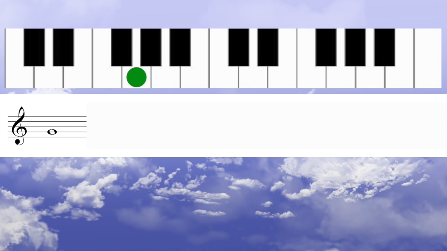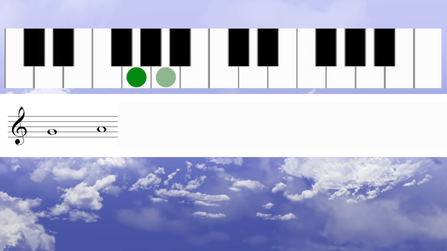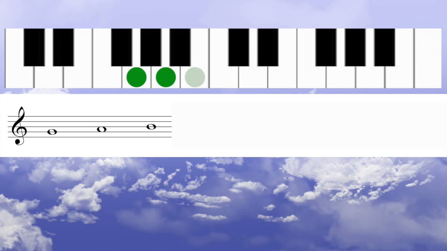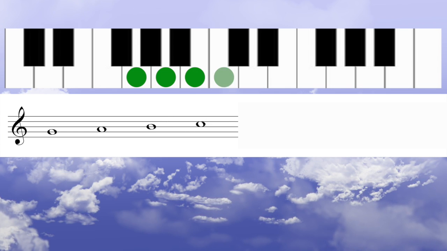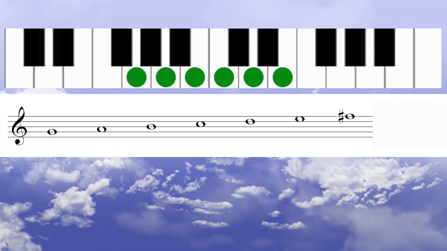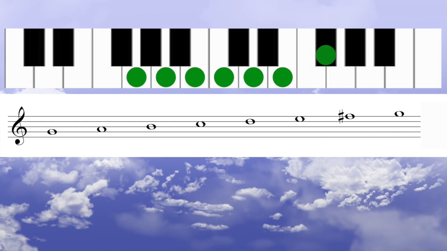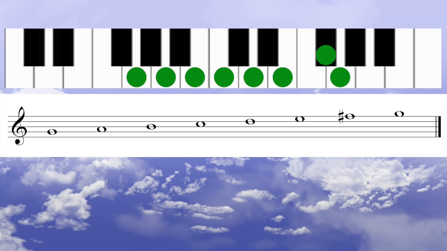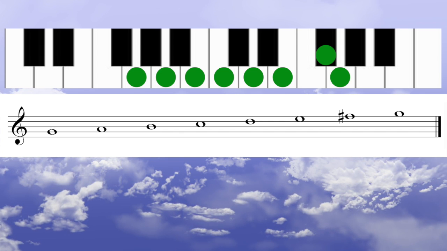So we have G to A is a whole step, B is a whole step, C is a half step, D is a whole step, E is a whole step. Now we need another whole step, that's F sharp, and a half step to G. And there's your G major scale.